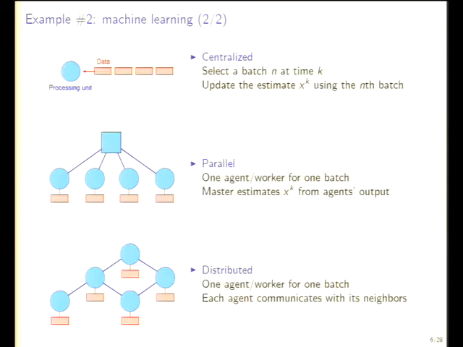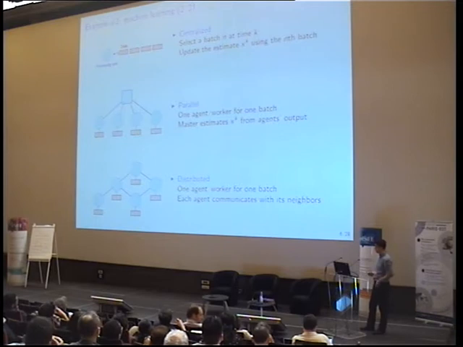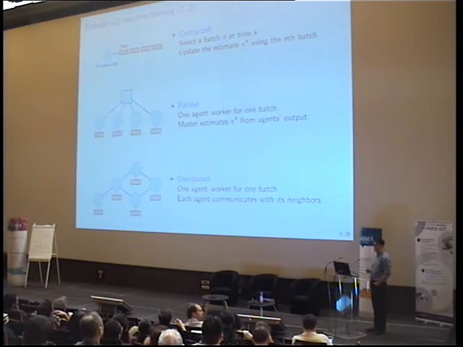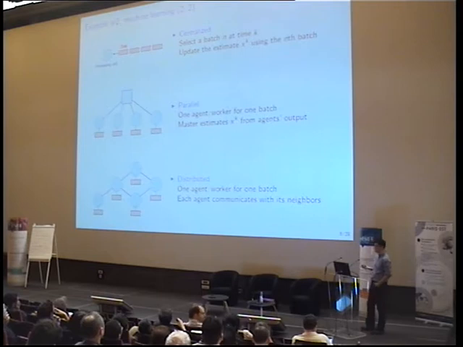The answer depends on the particular architecture we are facing. On the top, we have a centralized architecture where we have a single processing unit, and so each data batch will be treated by the same processing unit. In the middle, we have a parallel architecture where we will assign one batch to one worker or one agent. We also have a master whose role will be to aggregate or to reduce the agents' output. And at the bottom, we have a distributed infrastructure where, again, we have one agent for one batch, but the agents will cooperate by using message passing in their neighborhood.